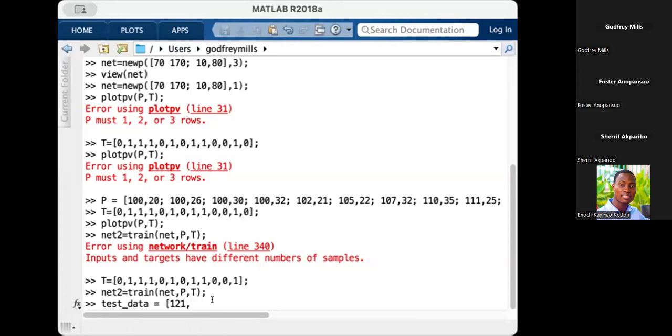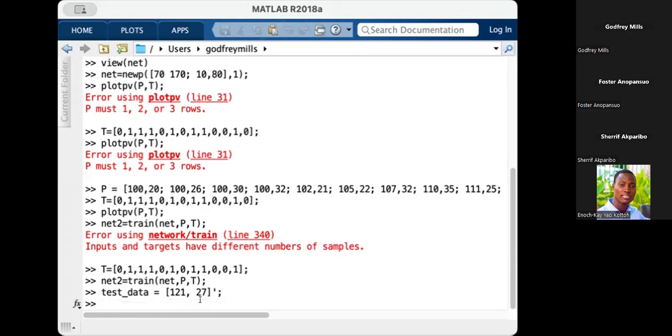And then I have my X1 is this, and X2 is 27. So I now do this. If my model has trained, I'm now going to pass this input to the model to see how it classifies it.